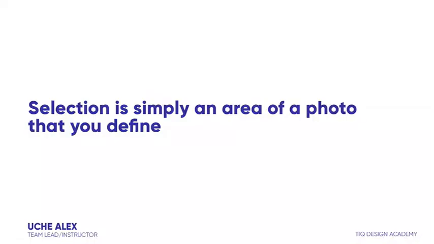So basically, a selection is an area of a photo that you define. When you create a selection, the area is editable. Let me give you an example. You have an image and a part of the image that you want to make brighter, or make some adjustments to, or edit. You use selection to define that area, and once that area is defined, whatever you do affects only that defined area. So selection helps you define an area where you edit without the effect you're applying affecting other areas of the photo or image.